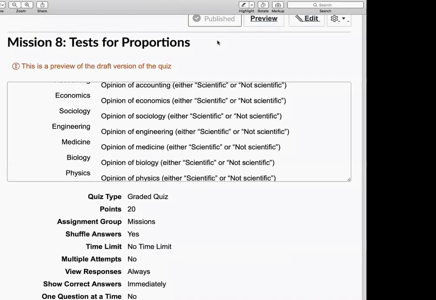Record to the computer. So here we are, another week. This is mission 8, test for proportions.